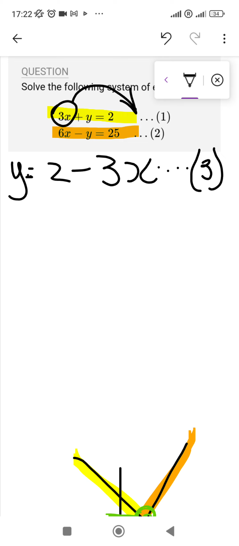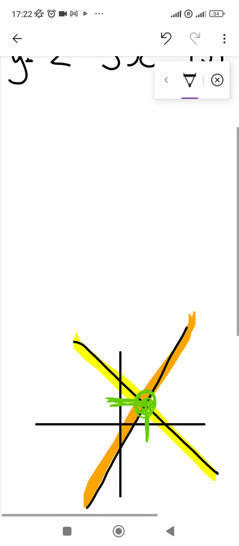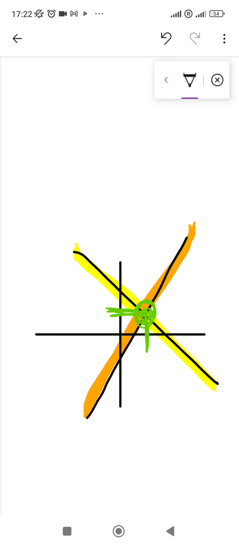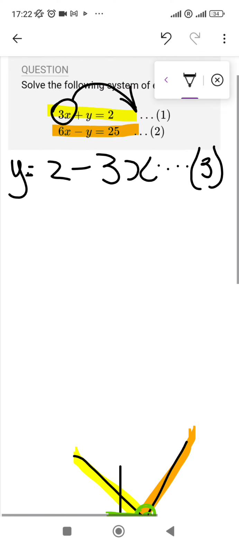So equation 1 and equation 3 are the same function. They're the same graph, right? If we look at the pictures we drew at the bottom, if we drew equation number 1 and equation number 3, they would fall on the same line. So you need to put your new equation, number 3, into the one that you did not use yet, which is equation 2. We're going to put 3 into 2.